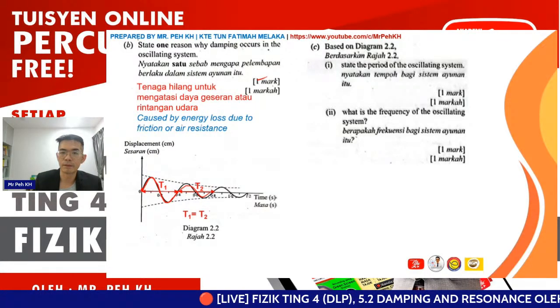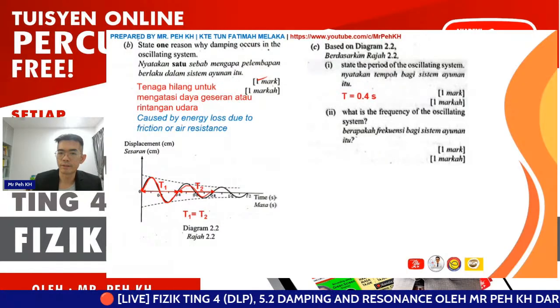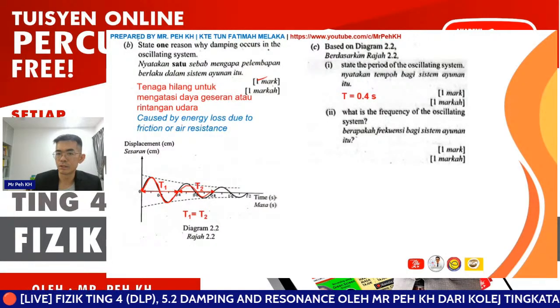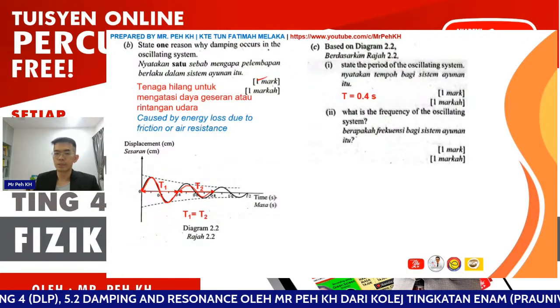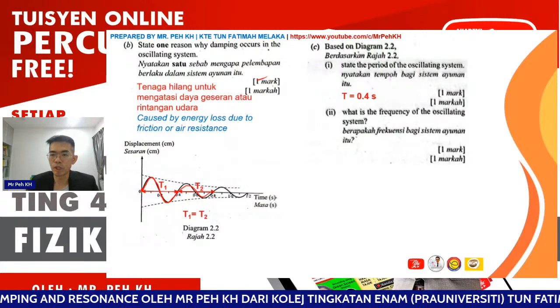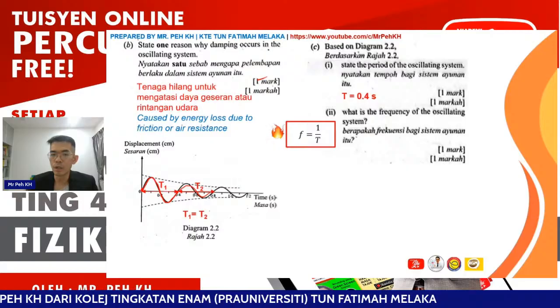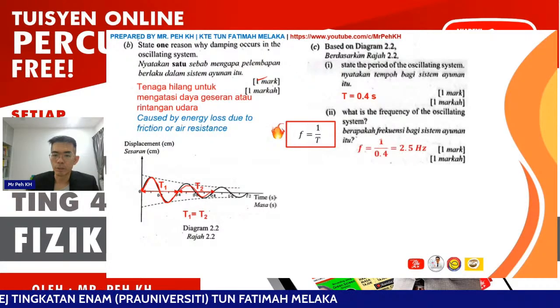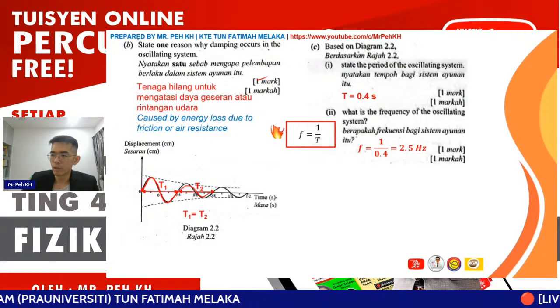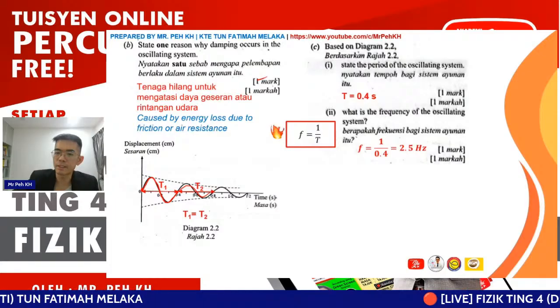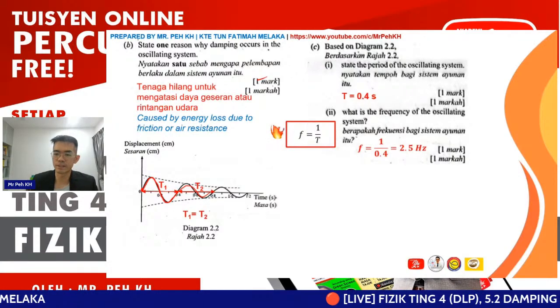Both is same. Okay, so here is 0.4. Please give the correct unit together with your answer. Okay, then what is the frequency of the oscillating system? So frequency, we're using this formula, 1 over T. So that means it will be 1 over 0.4. Okay, so then you get your answer in 2.5 hertz.